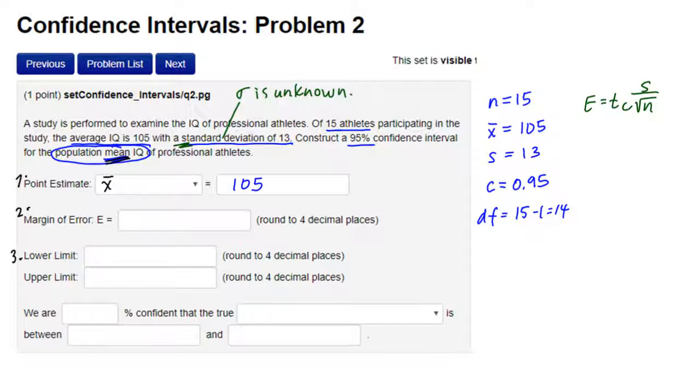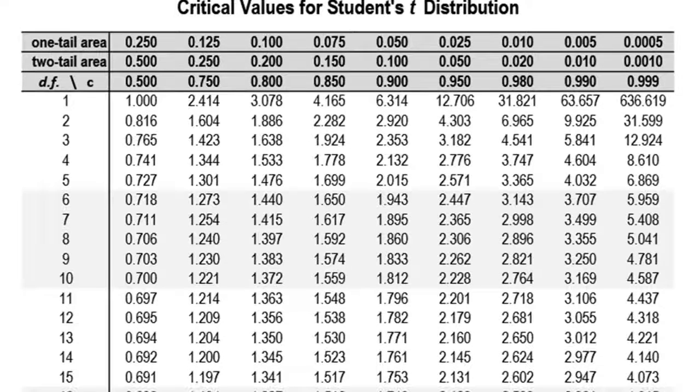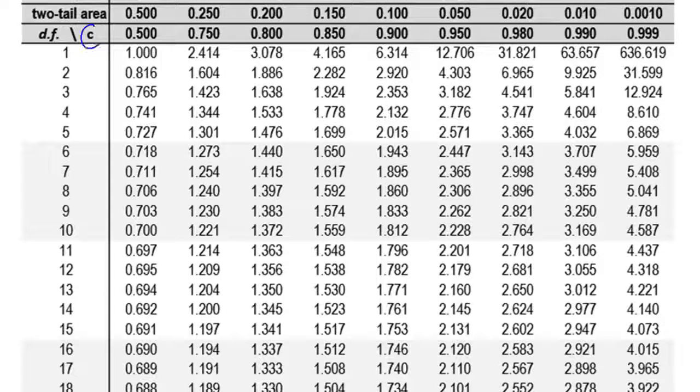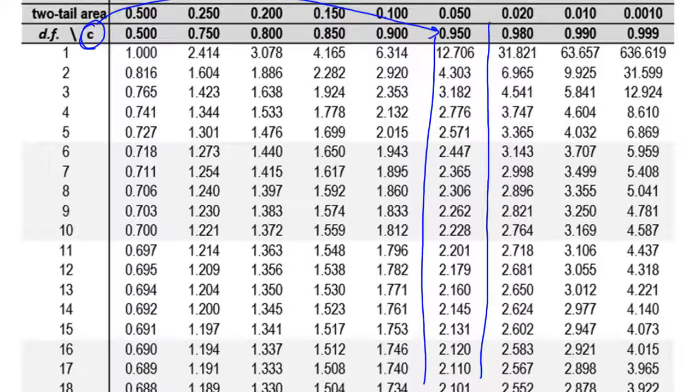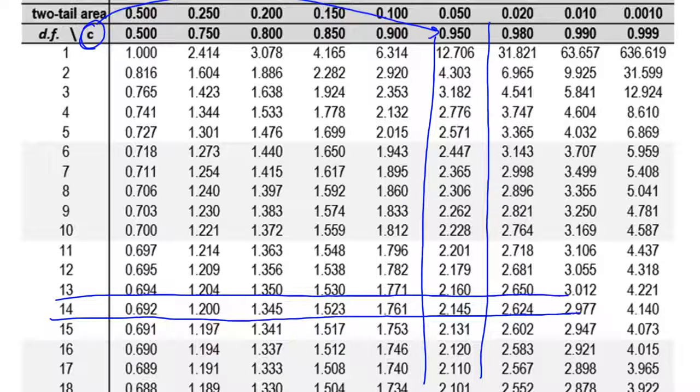We can put this information together to find the critical value of t. But we need the t table. So we have degrees of freedom 14, confidence level 0.95. We'll read the table here. Confidence level 0.95, so that's this column. And our degrees of freedom were 14, that's this row. That means that our critical value of t is 2.145.